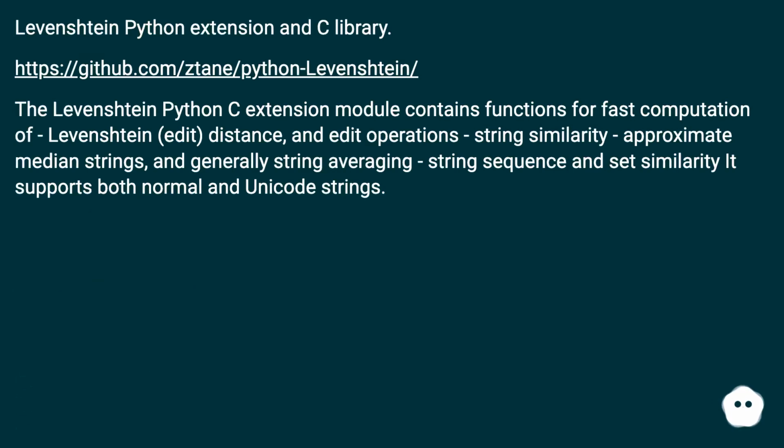Levenshtein Python extension and C library. This URL. The Levenshtein Python C extension module contains functions for fast computation of Levenshtein edit distance and edit operations, string similarity, approximate median strings, and generally string averaging, string sequence and set similarity. It supports both normal and Unicode strings.